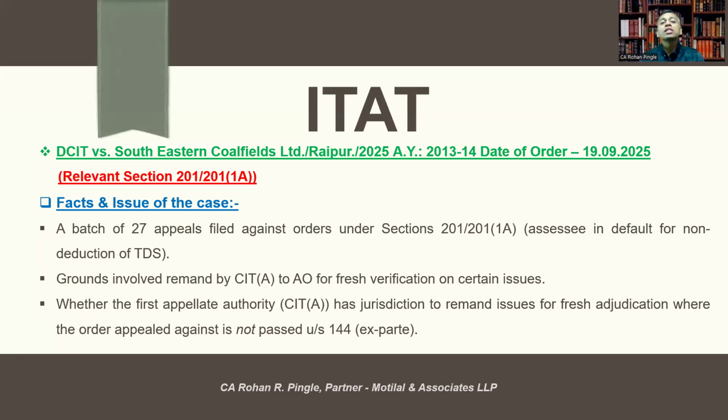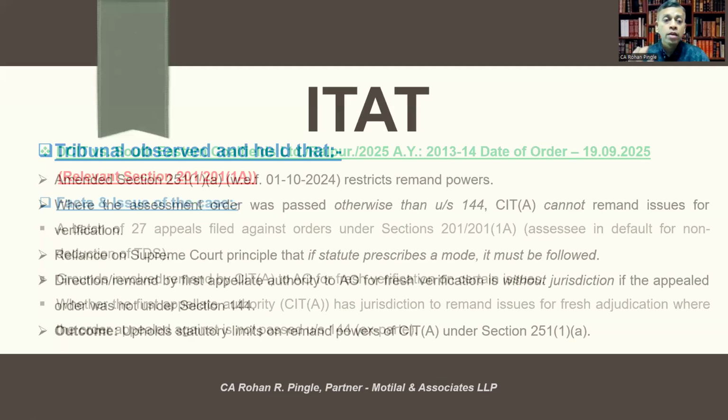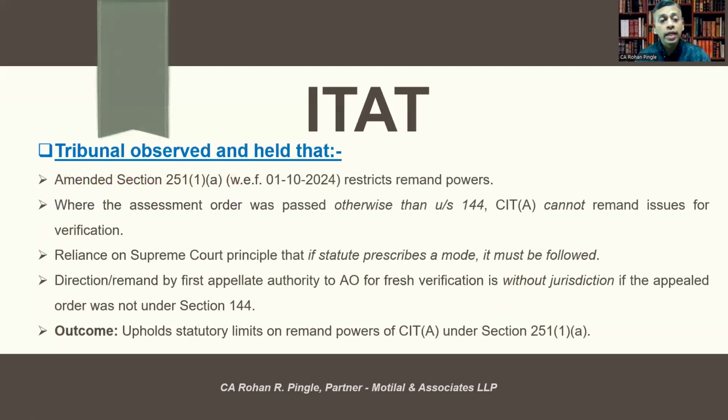A batch of 27 appeals was filed against orders under section 201, 201(1), holding the assessee in default for non-deduction of TDS. Grounds involved remand by CIT appeals to the AO for fresh verification on certain issues. The issue was whether the first appellate authority, that is CIT appeals, has jurisdiction to remand issues for fresh adjudication where the order appealed against is not passed under section 144, that is ex parte. So let's see what the tribunal observed and held.